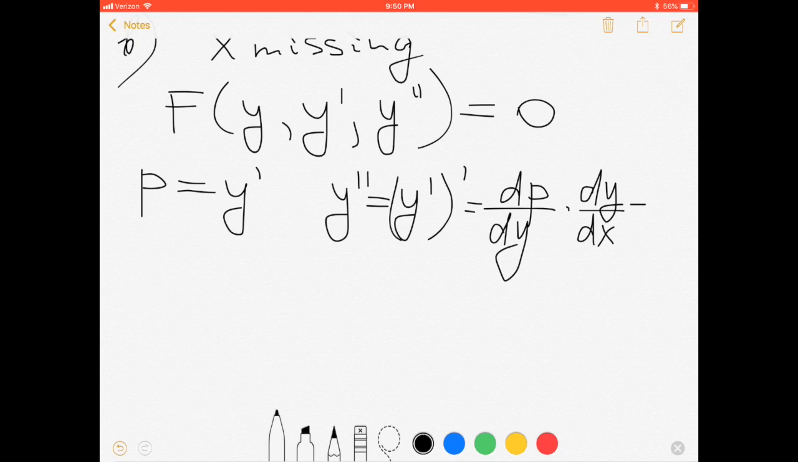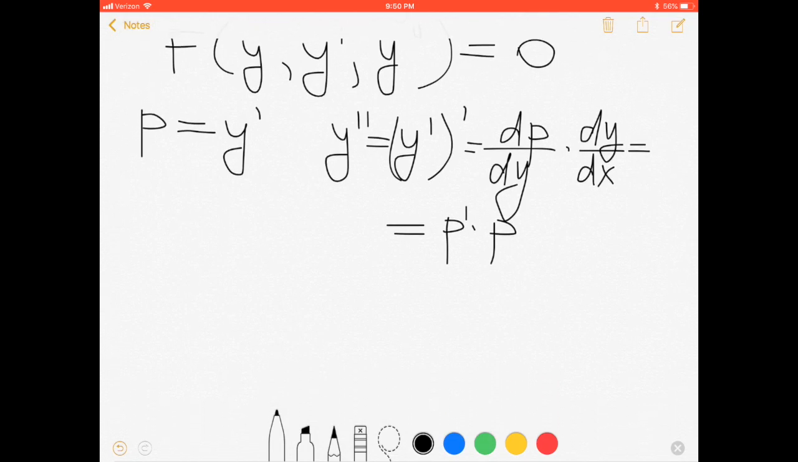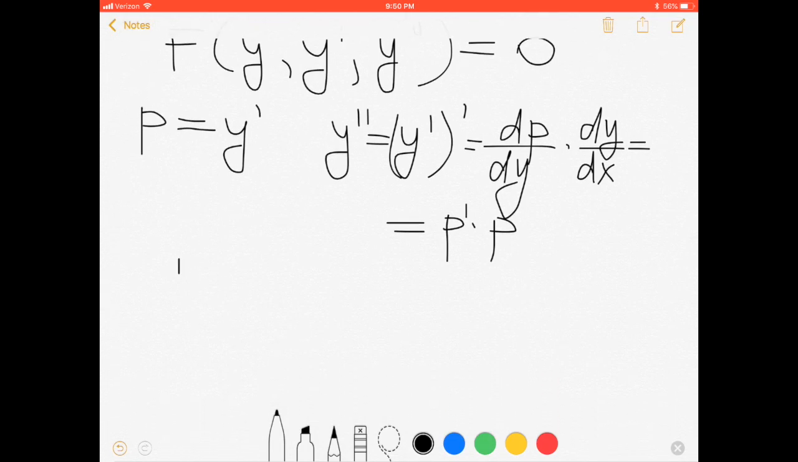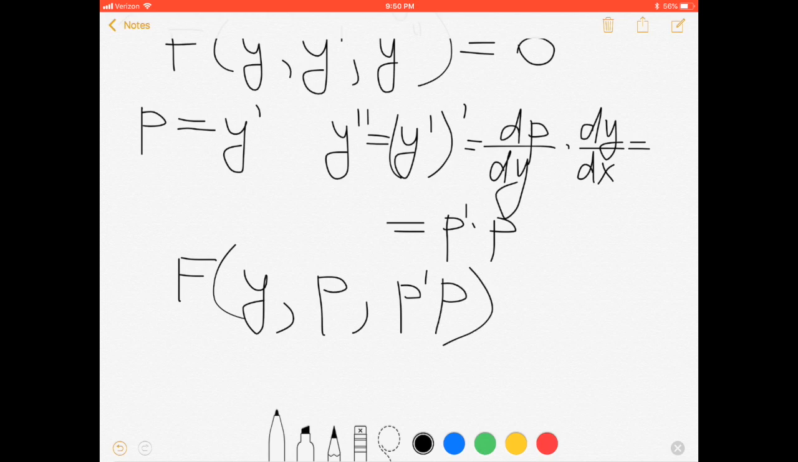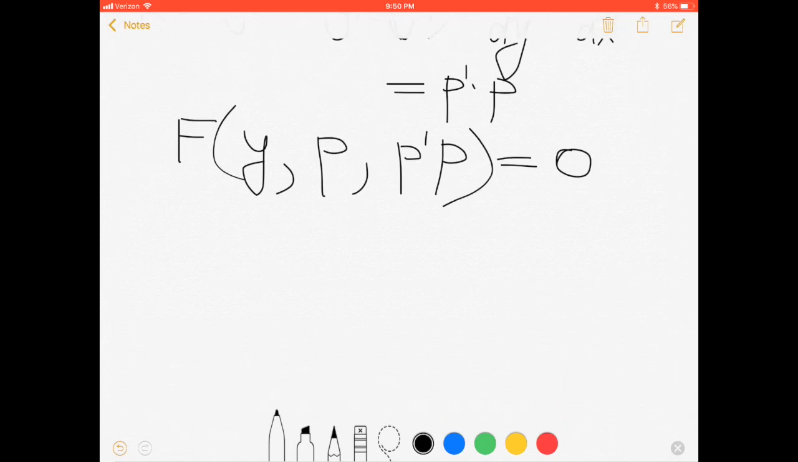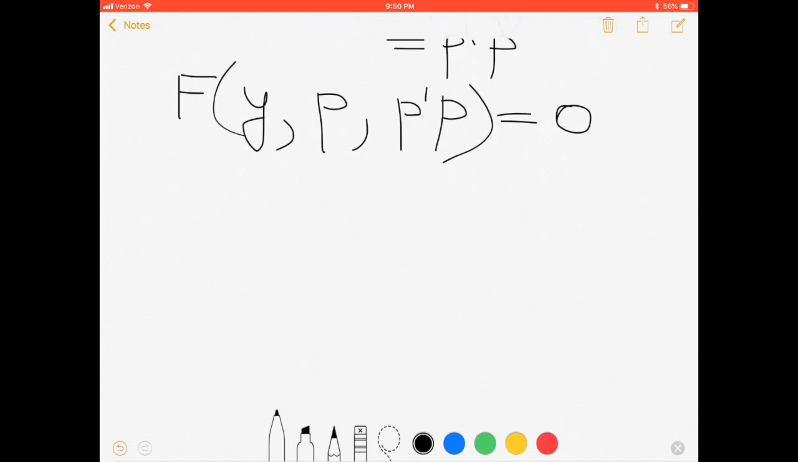Okay, and what happened? It means you have here something like p prime times p. Okay, let's go, and this is it. You have an equation where from y stays y, from y prime you plug in p, and from the second derivative you plug in the product p prime p. After you find p, you can find y too.